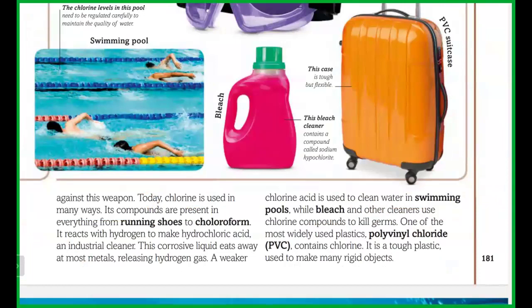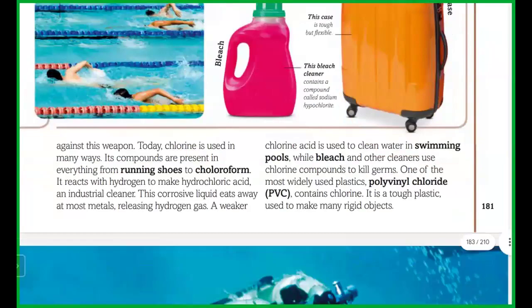So all of you probably noticed that when swimming in a swimming pool, there's a distinctive smell. Well, a weak chlorine acid is used to clean water in swimming pools, while bleach and other cleaners use chlorine compounds to kill germs. So chlorine acid is actually useful for cleaning water in swimming pools. That's why they have this smell, which is a chlorine smell. And this is why we also should not drink any of the swimming pool water, because it can be sort of poisonous, but not poisonous enough to kill, not to that extent, but it still contains chlorine, which is not good to consume.